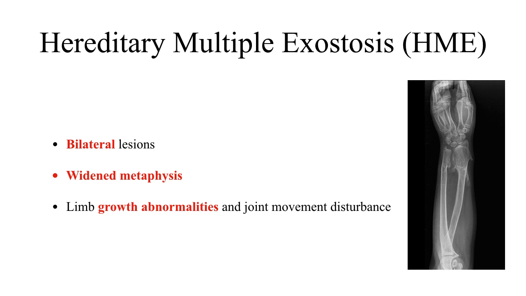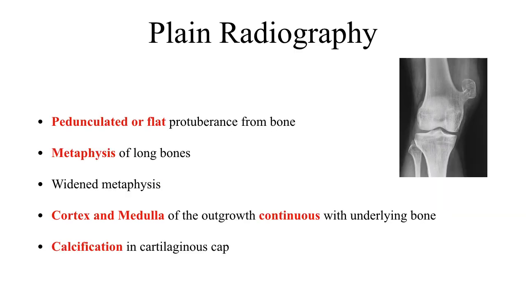So how to diagnose? The basic investigation is a plain radiograph, AP and lateral view of the involved bone. The presentation in the X-ray is classical, nobody will miss it. This is either a pedunculated outgrowth, that is with a stalk, or it will be a flat protuberance from the bone, and it arises from the metaphyseal region of the long bone. And at the region of origin, the width of the metaphysis will be wide.